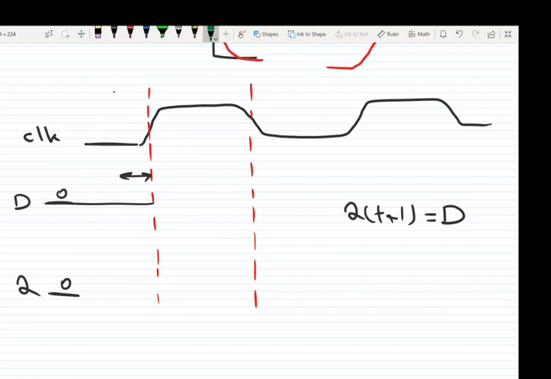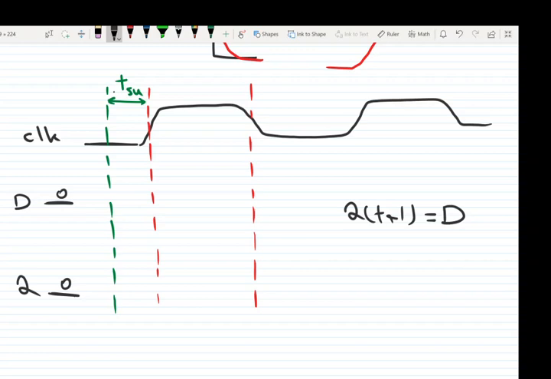We have a time here, which we call TSU, T of setup or setup time. Setup time says in order for D to affect the output, the input D must be stable prior to the positive rising edge with the minimum time of TSU.